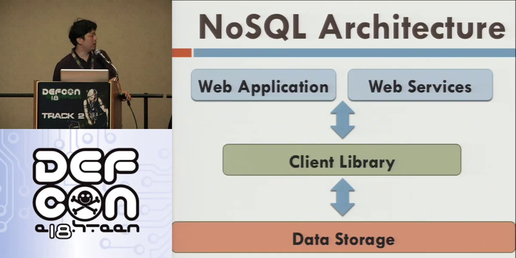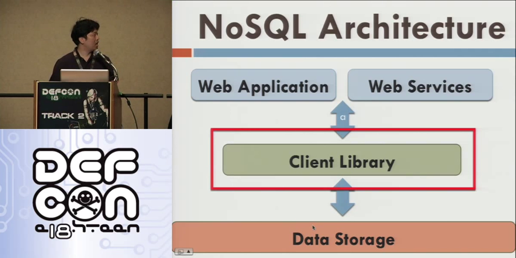So here's a typical NoSQL architecture. We have the web application and web services in the front. In the center is the client library, which the web application and web services interact with. And then below is the NoSQL data storage. The client library is going to be the focus for security researchers as well as the attackers, because that's where the web application and web services are interfacing with the data storage.